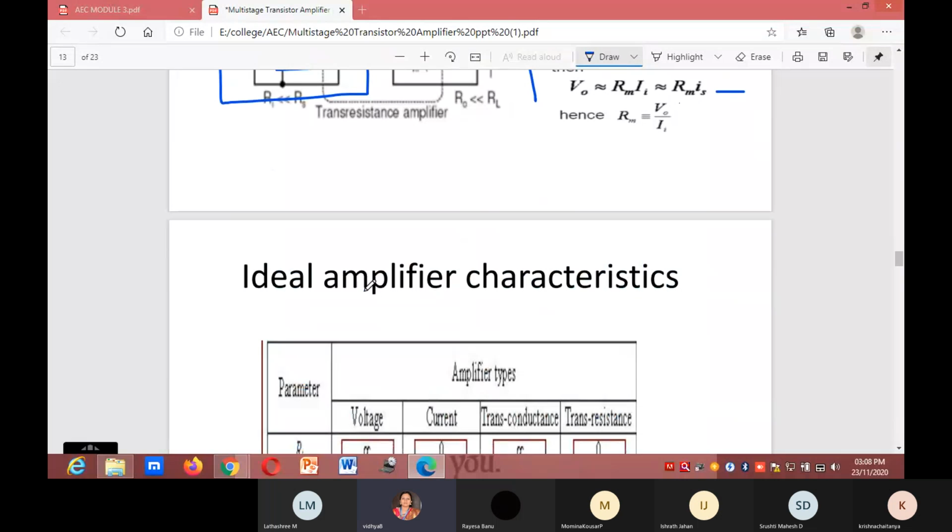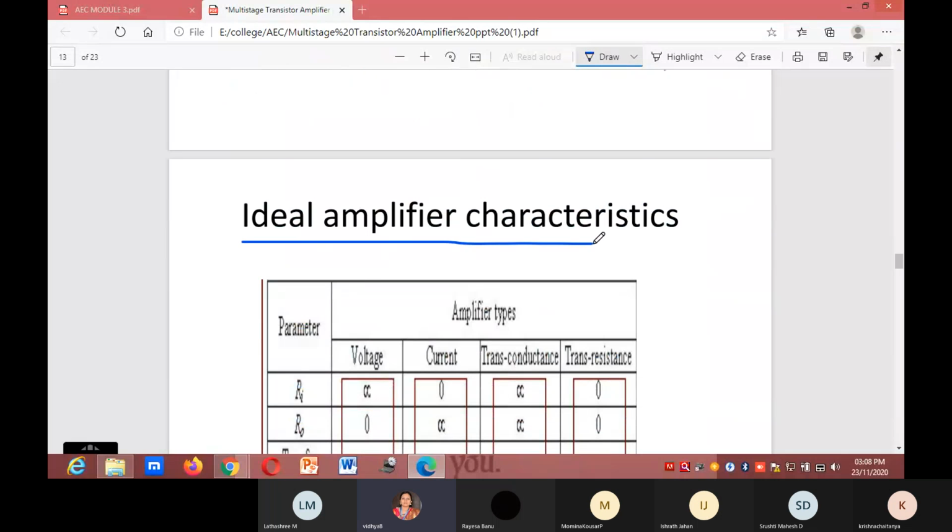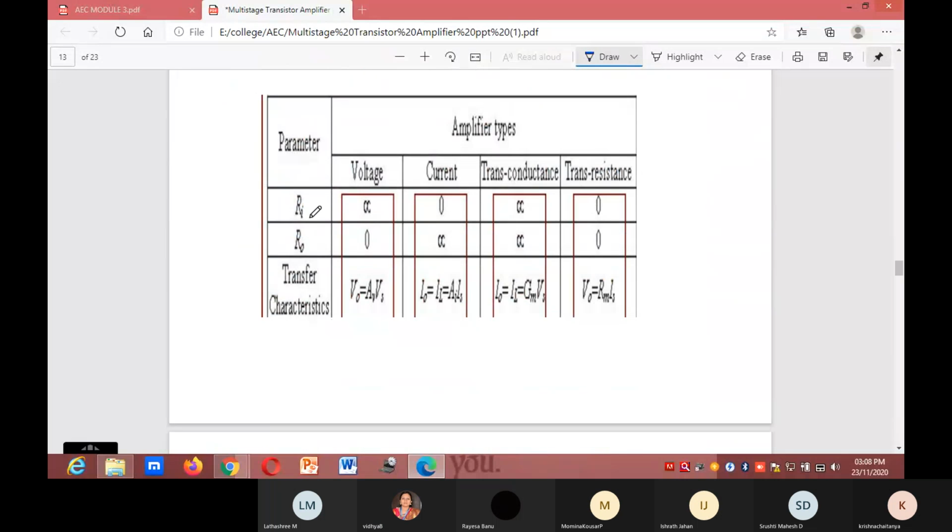Next, when you compare the four amplifiers, voltage, current, transconductance, and transresistance: input resistance is infinity for voltage amplifier, 0 for current, infinity for transconductance, and 0 for transresistance. Output resistance R naught is 0 for voltage, infinity for current, infinity for transconductance, and 0 for transresistance.